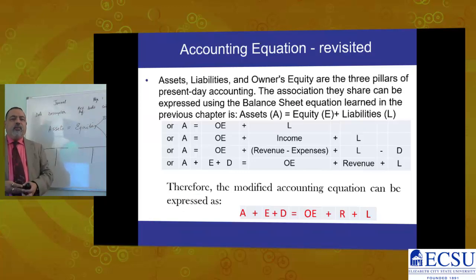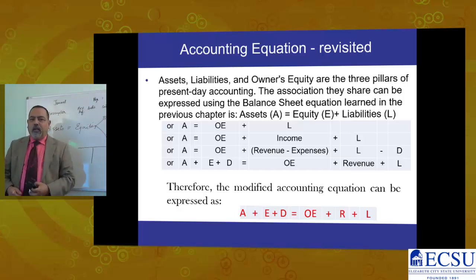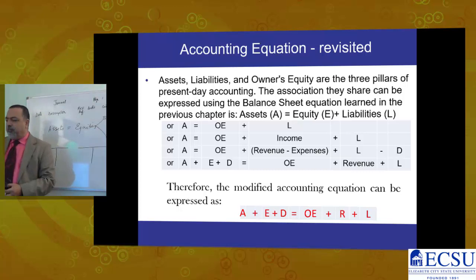Now, as you can see, we have been talking about this double entry system of accounting in terms of an equation. So assets, liabilities, and owner's equity are basically the three pillars of present day accounting. The association they share can be expressed using the balance sheet equation known as asset is equal to equity plus the liability. So asset will be equal to equity plus the liability.